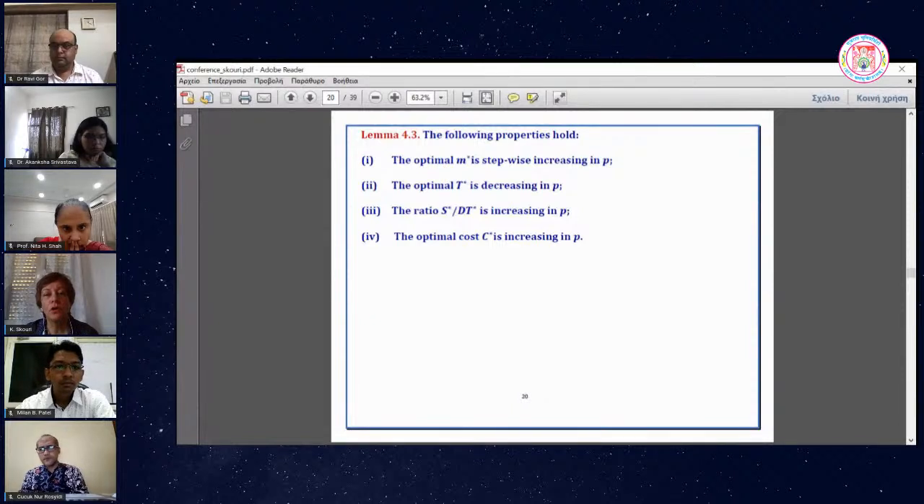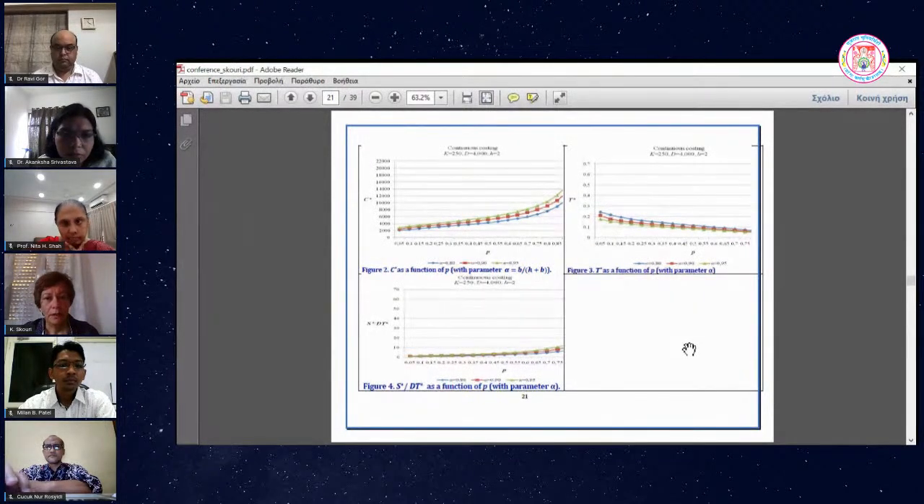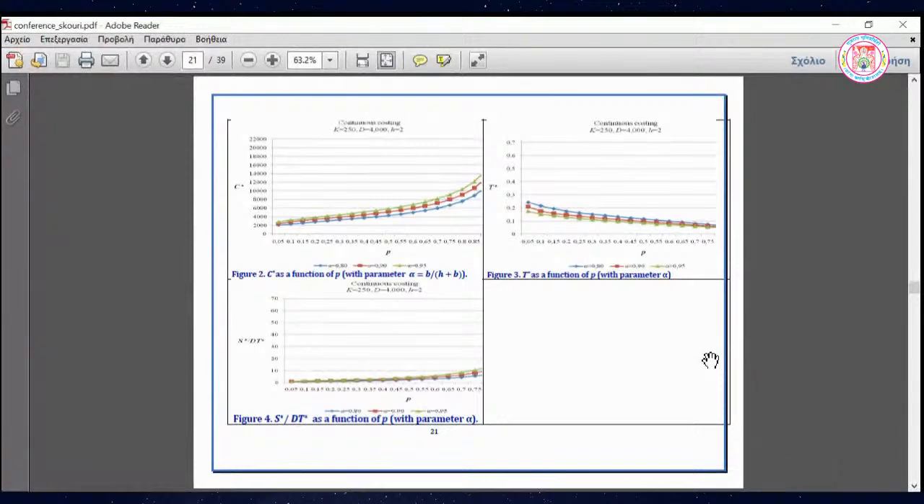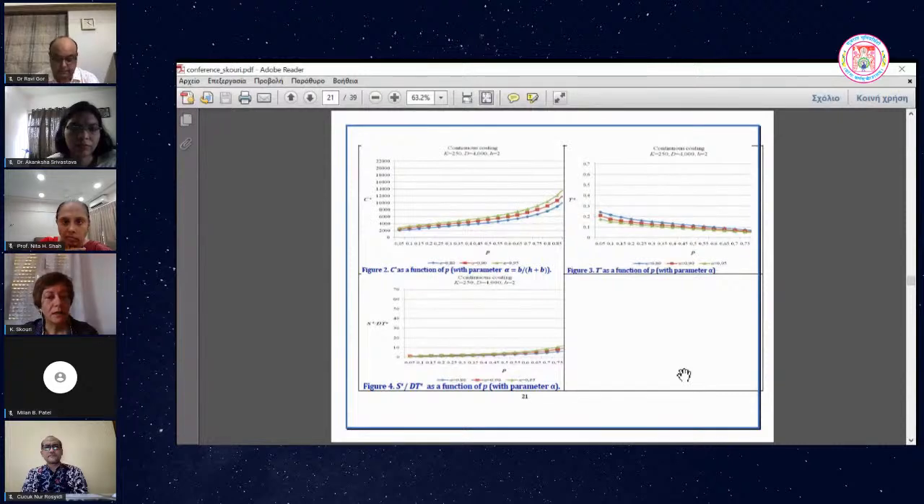Also, we have the following properties. The optimal m is stepwise increasing in p, and the optimal reorder interval is decreasing in p. This ratio is increasing in p, and the optimal cost is increasing in p. These figures provide an example, for the data given here, of the behavior of the above functions of cost, reorder level, and this ratio with respect to p for different values of the service level alpha: 0.8, 0.90, and 0.95. Of course, all graphs clearly verify the theoretical results.